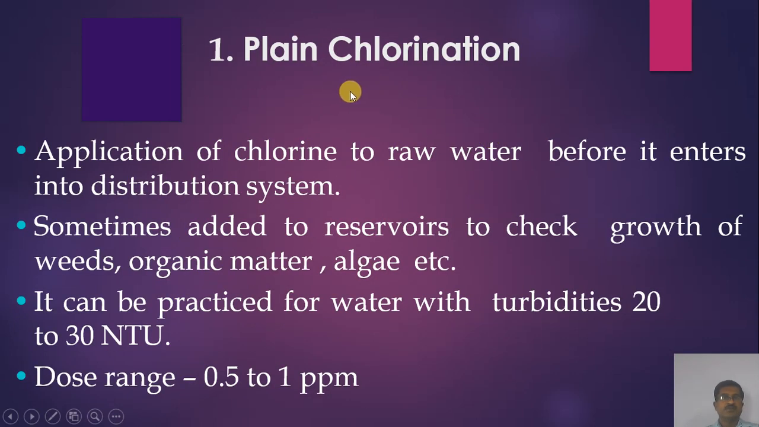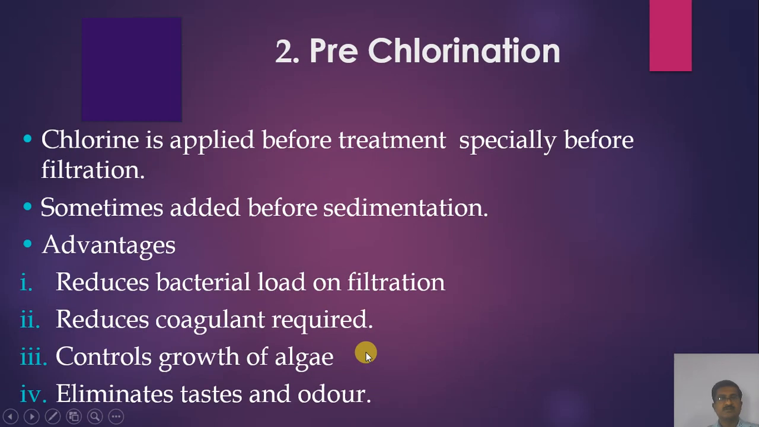Now, what is plain chlorination? Application of chlorine to raw water before it enters the distribution system, sometimes added to reservoirs to check the growth of weeds, organic matter, algae, etc. It can be practiced for water with turbidities of 20 to 30 NTU. Dose range is 0.15 to 1 ppm, parts per million. And NTU is the nephelometric turbidity unit.